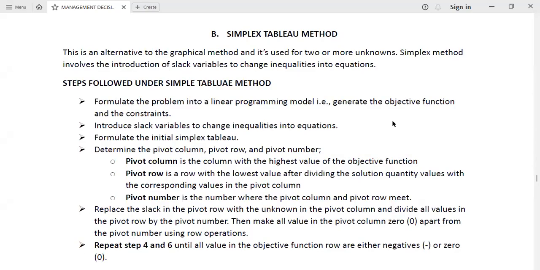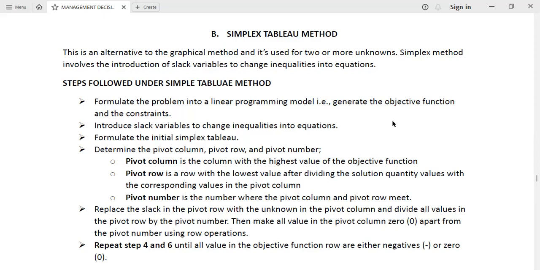Hello viewers, today we are going to look at our second method that we use in linear programming, and that is the Simplex Tableau Method. In other words, we are going to look at the second alternative that we use whenever we are working on linear programming scenarios or problems.